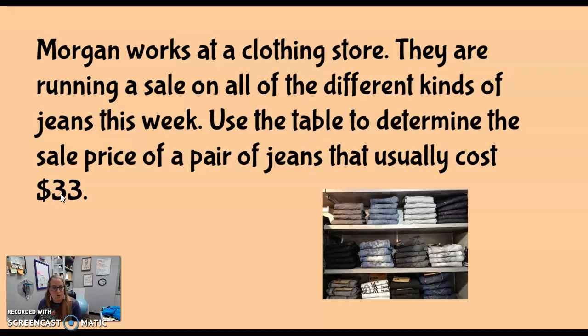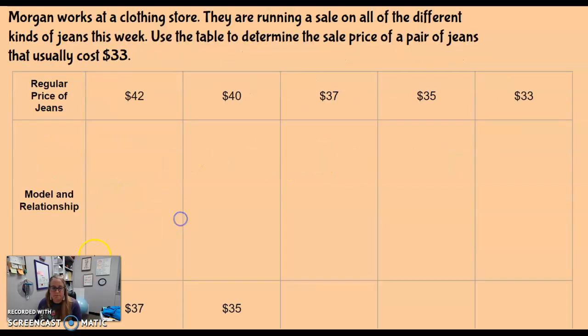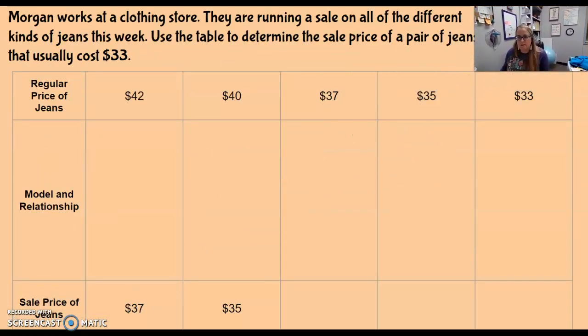So let's read it one more time. Morgan works at a clothing store. They are running a sale on all of the different kinds of jeans this week. Use the table to determine the sales price of a pair of jeans that usually cost $33. So here is our problem again, and then here's our table.